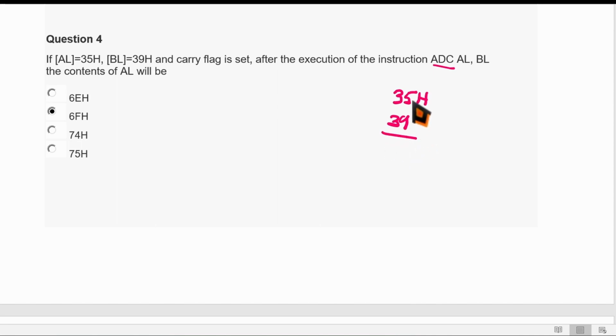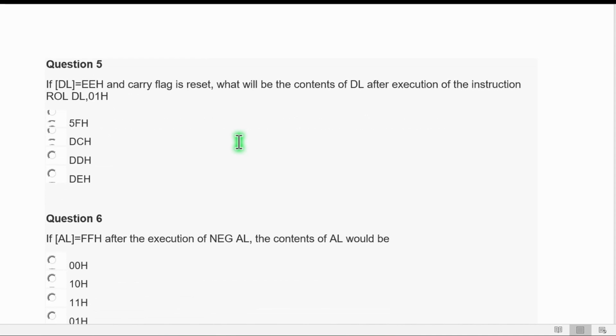Both will be added. 5 plus 9 is 14. 14 means E. Then this is 6. And the carry flag is 1. It is set to 1. So you have to add that one also here. So E plus 1 is F, and this is 6. So the correct answer is 6F. Let us see question 5.